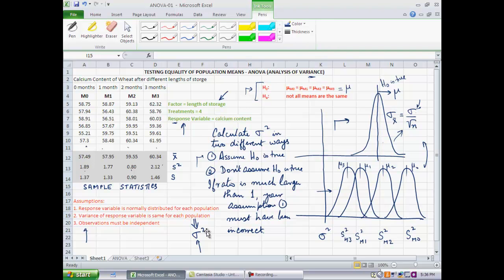Okay, so in the subsequent slides we'll continue using the same example, but we'll work out the math using the logic that I've just outlined, and hopefully you will see a further insight into why we are using an analysis of variance, and what does the analysis of variance end up doing? How does it identify the source of variability of the calcium content of wheat for different lengths of storage?